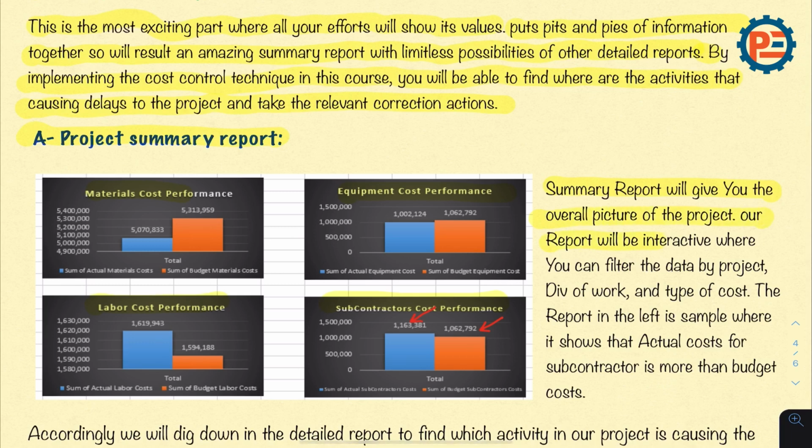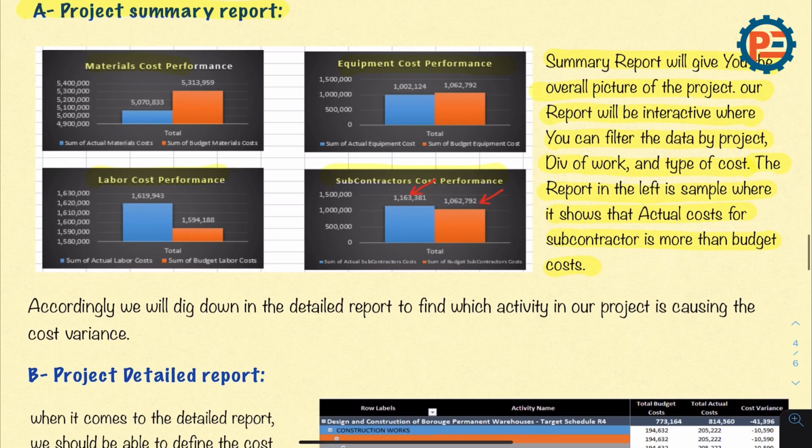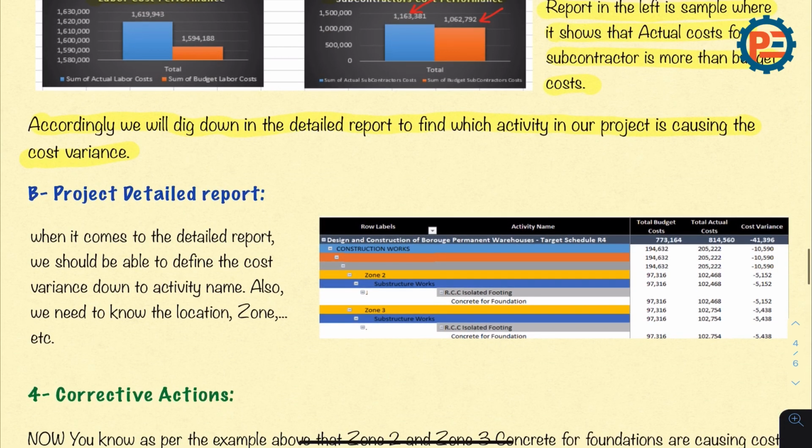Our report will be interactive where you can filter the data by the project, division of work, and type of cost. The report on the left is a sample where it shows the actual cost for subcontractor is more than the budgeted cost. Accordingly, we will dig down in the detailed report to find which activity in our project is causing the cost overrun. This brings us to talk about the project detailed report.